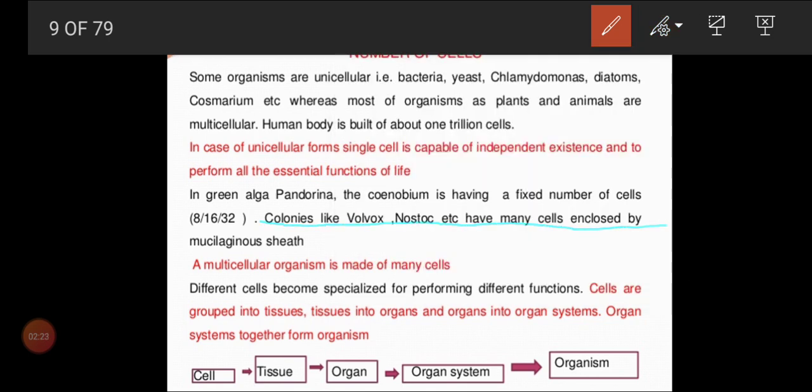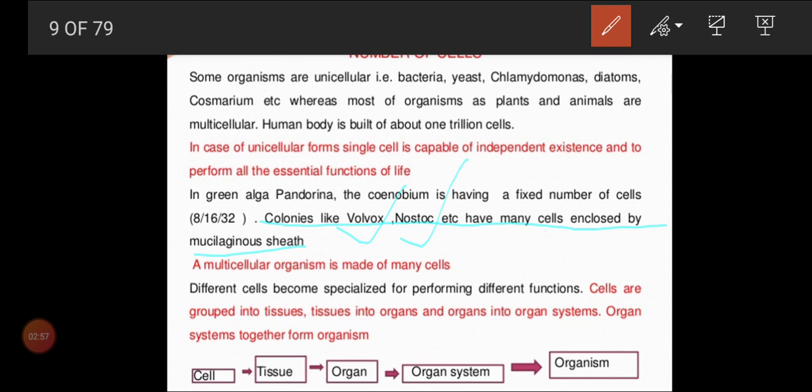colonies like Volvox. Volvox is an algae. Nostoc is a blue-green algae. In that we can see many cells, but they are all single cells only, together covered by one mucilaginous sheath, so they just look like one colony. But they are not multicellular, they are unicellular only. To protect from environmental conditions, they are all enclosed by one mucilaginous sheath. So we can call it unicellular, but they exist in the form of colonies.